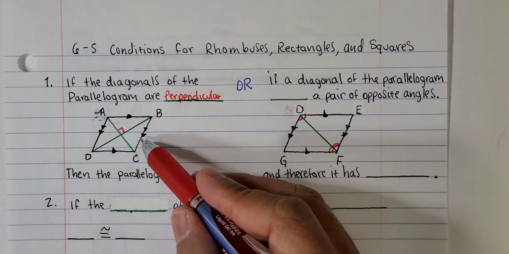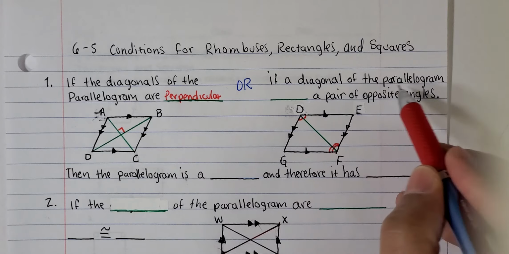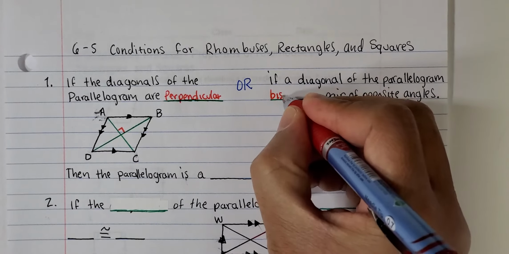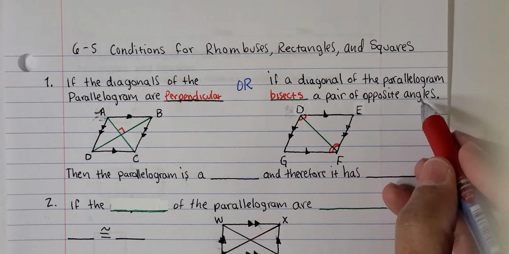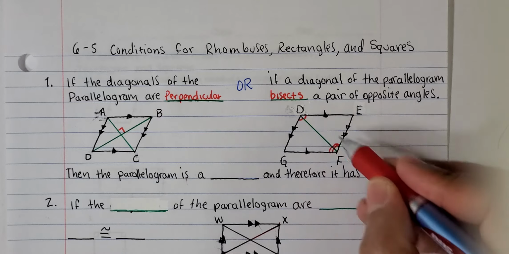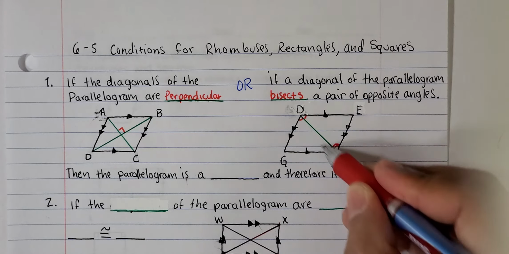Or, if a diagonal of the parallelogram bisects. Don't forget, bisect means to cut in half. So bisects a pair of opposite angles. As you can see, this angle and this angle are equal, and this angle and this one are equal because they're being bisected by this diagonal.